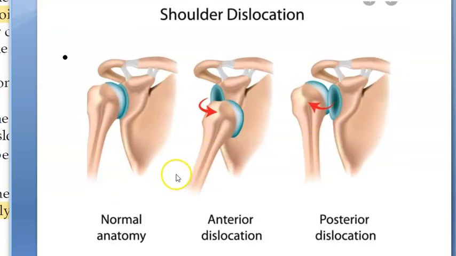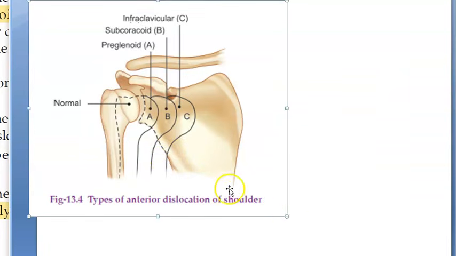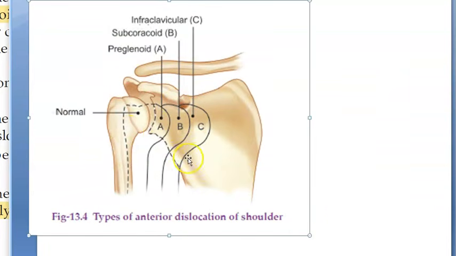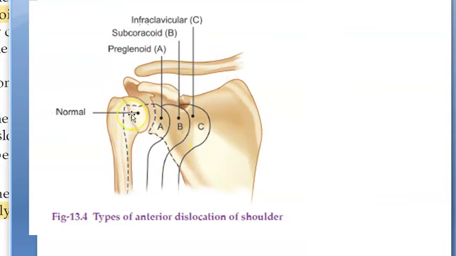Okay. Now in anterior there are four types again. So these are the four types of anterior dislocation. Let us look at the right shoulder joint. That will be easy for us to understand. So here you have the normal. Here it is preglenoid, subcoracoid, infraclavicular. So just remember the subcoracoid is most common. Okay. Subcoracoid is the most common, that it is below the coracoid.